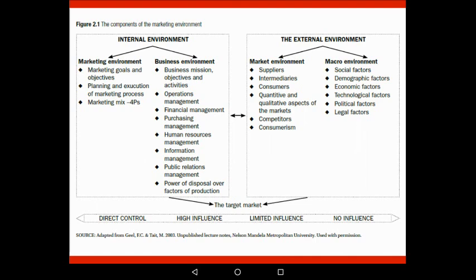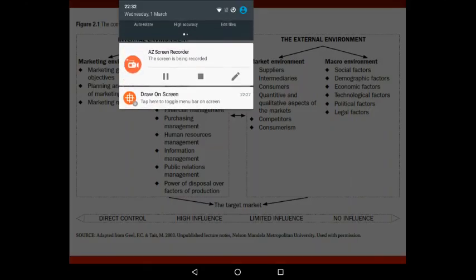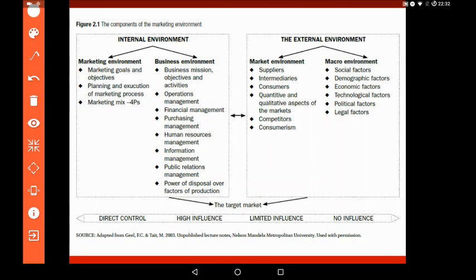Alright, let's have a quick look at this diagram, which explains some of the environment. I'm just going to draw on my screen. On the left-hand side, we have the internal environment, and then we have the external environment. Those are the 2 environments of the organization.